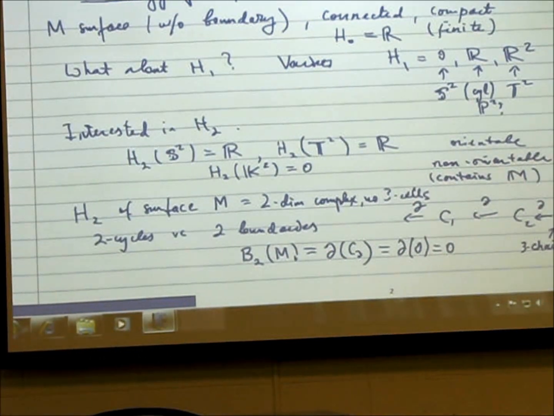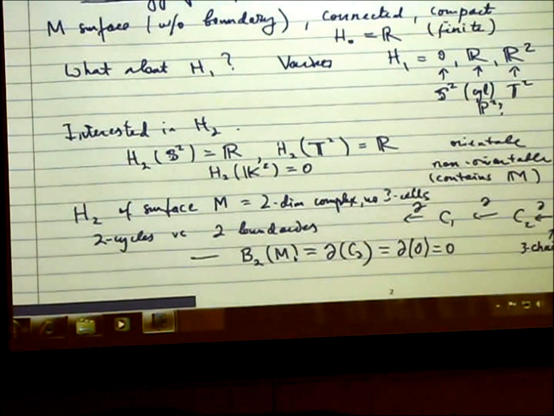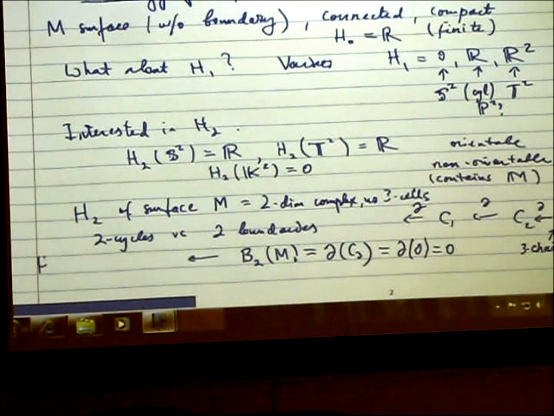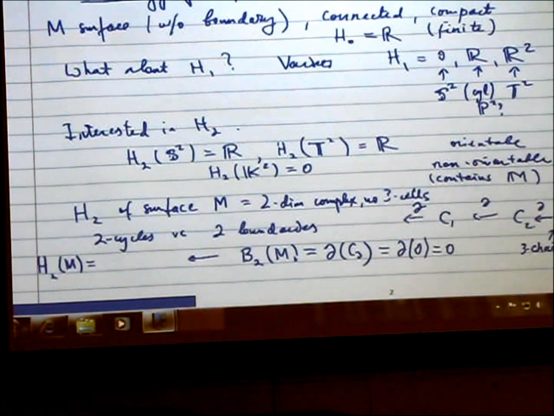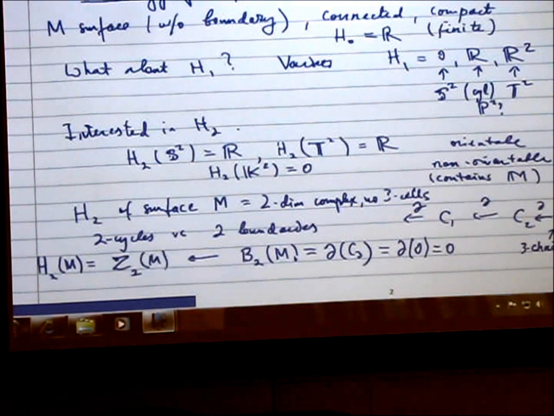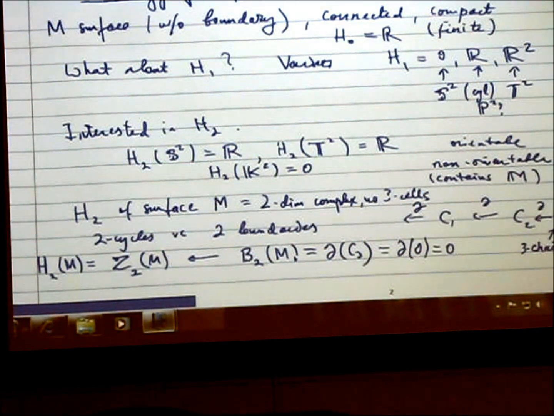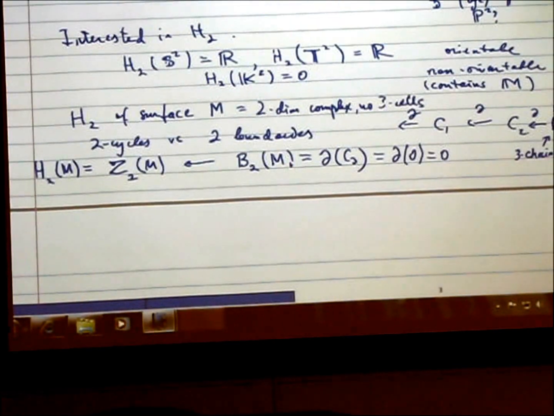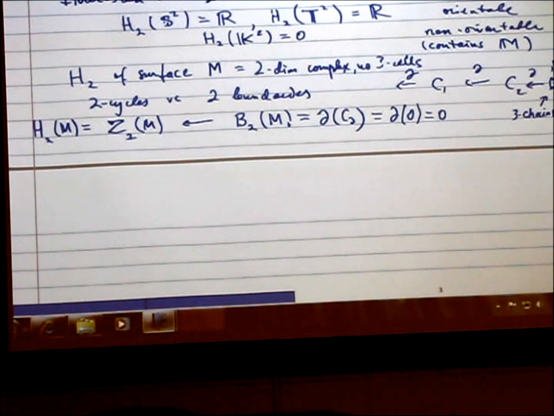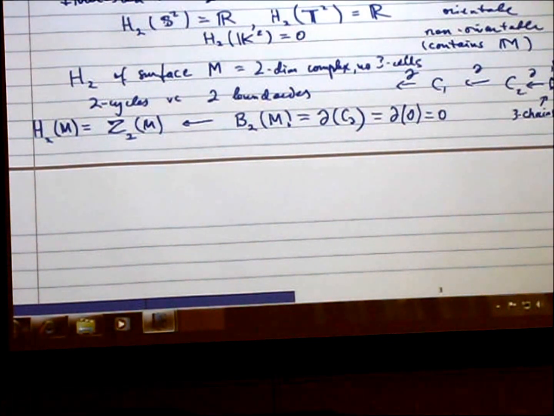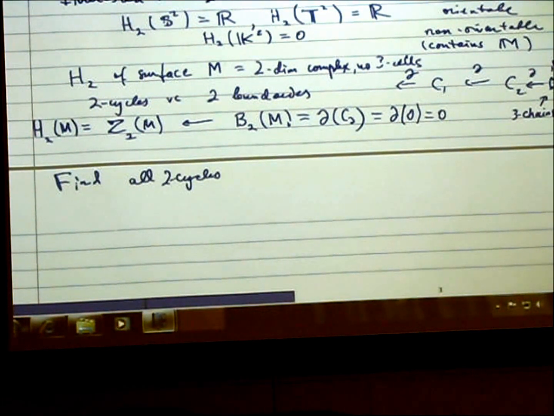Okay, so that makes our life easier, because now we only have to look at the cycles. It turns out that our two homology group is equal to the group of cycles, because homology is Z2 over B2, B2 is 0, so all we care about is cycles. So let's find all two cycles in M.